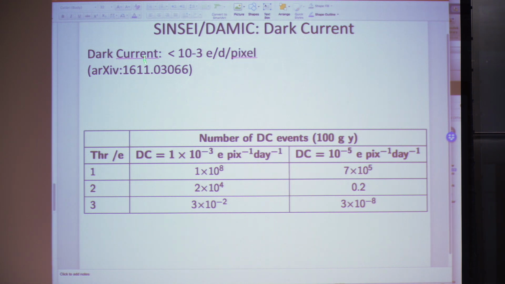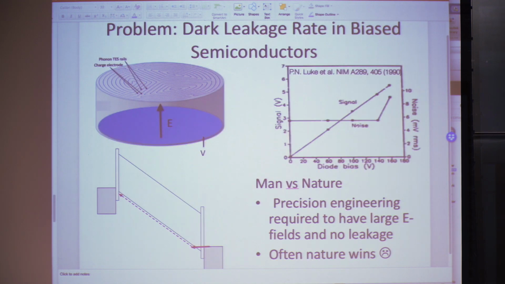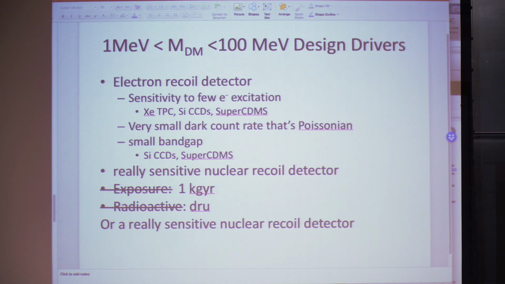And of course, this is only an upper limit on their pixel background. If it was lower, 10 to the minus 5, then you could also search in the 2. OK, I'll talk about my experiment, which also shows single electron-hole sensitivity, in the next talk.